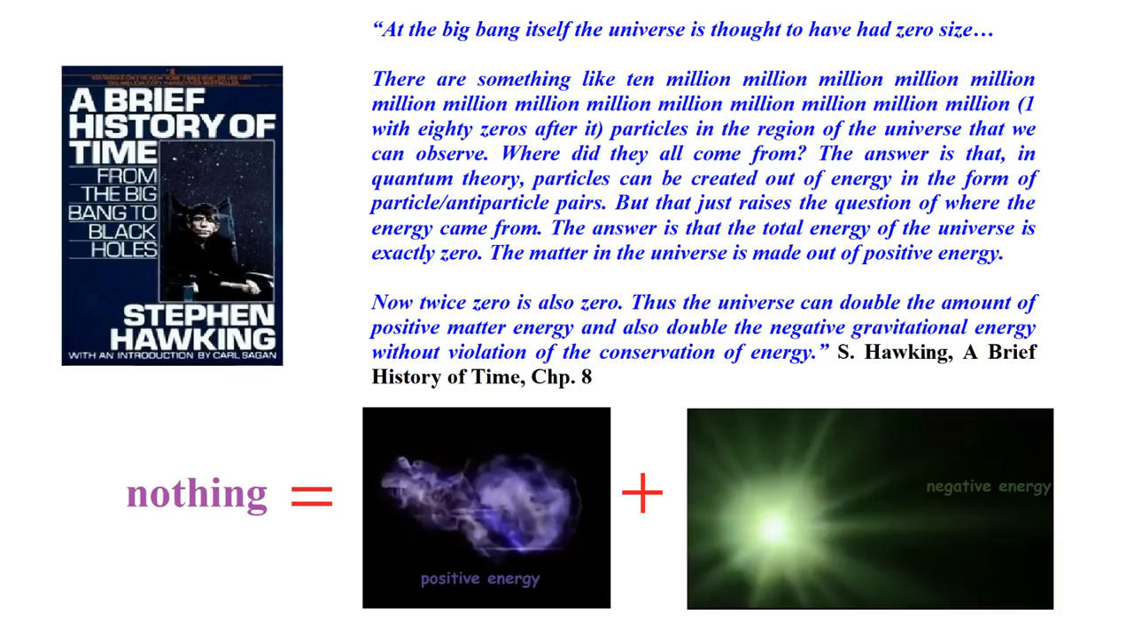Okay, now twice zero is also zero. Thus, the universe can double the amount of positive energy and also double the negative gravitational energy without violation of the conservation of energy. Okay, so this is what he's saying.